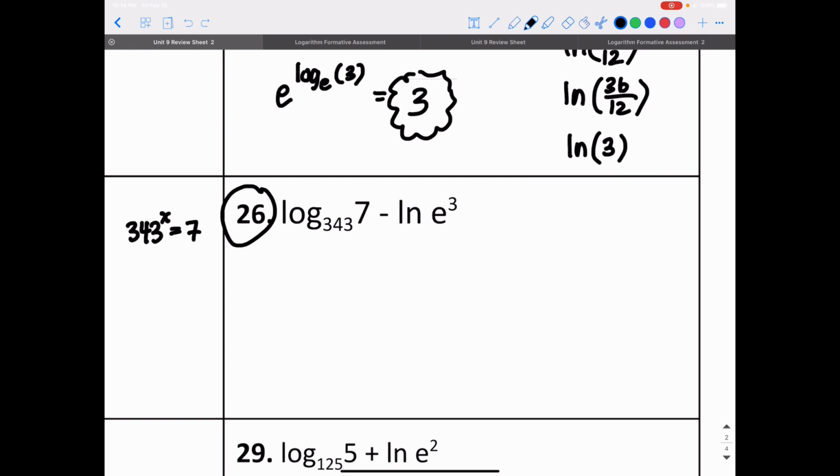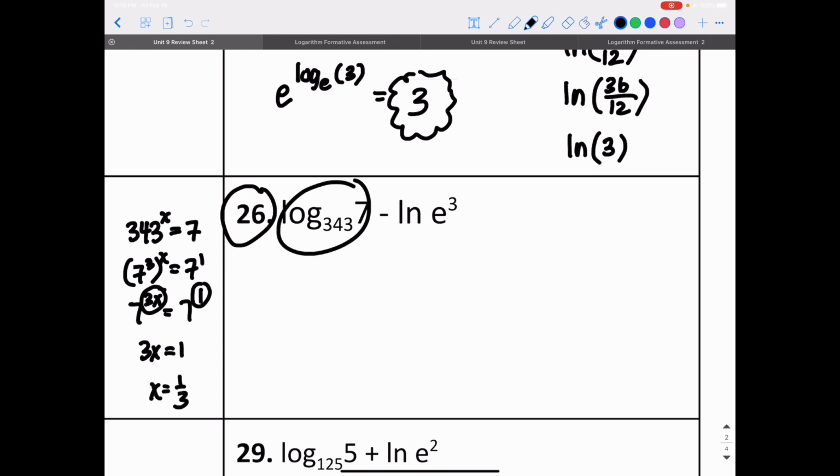And I could solve this by rewriting both sides in terms of the same base. So I could write 7 to the third power raised to the x power is equal to 7 to the first power. That's 7 to the 3x power is equal to 7 to the first power. So 3x has to be equal to 1 because these exponents need to be equal to each other for the sides to be equal. That means x is equal to 1/3. So this is 1/3. I need to raise 343 to the 1/3 power to get 7, which makes sense because 7 to the third power is 343. So it would make sense that I would be taking the third root, or the cube root, of 343 to get 7.